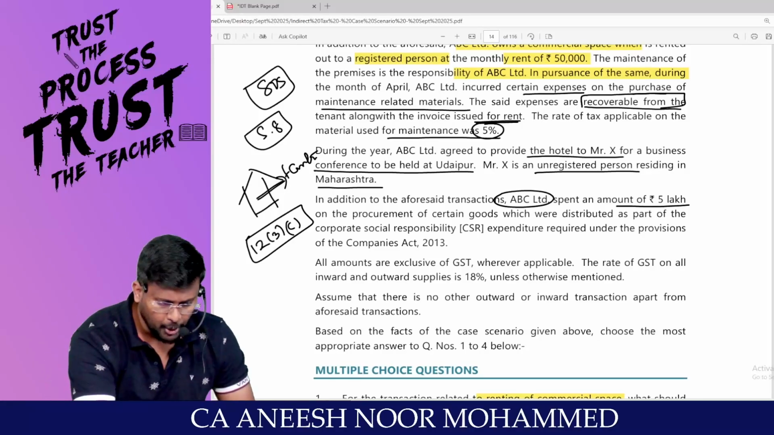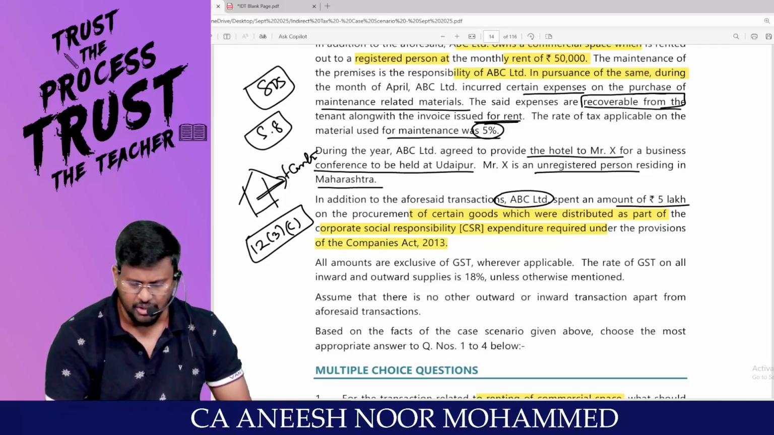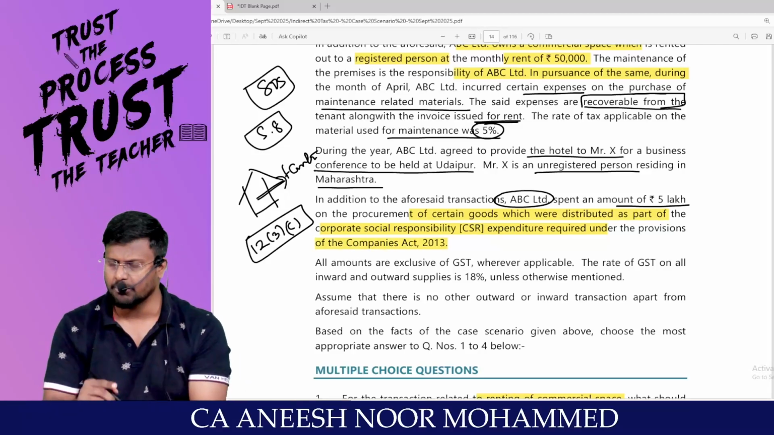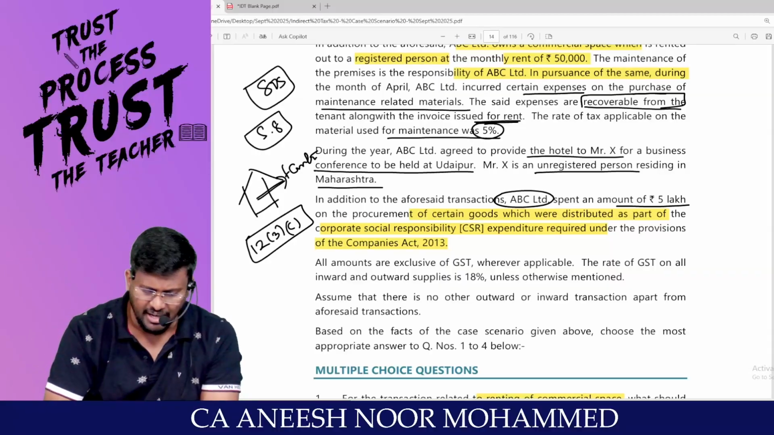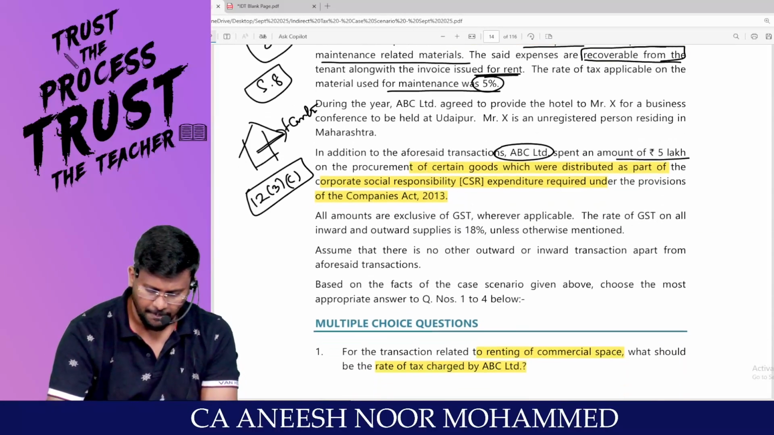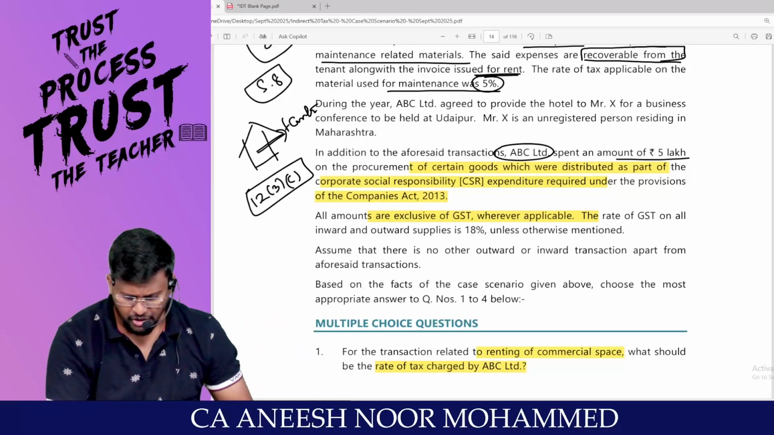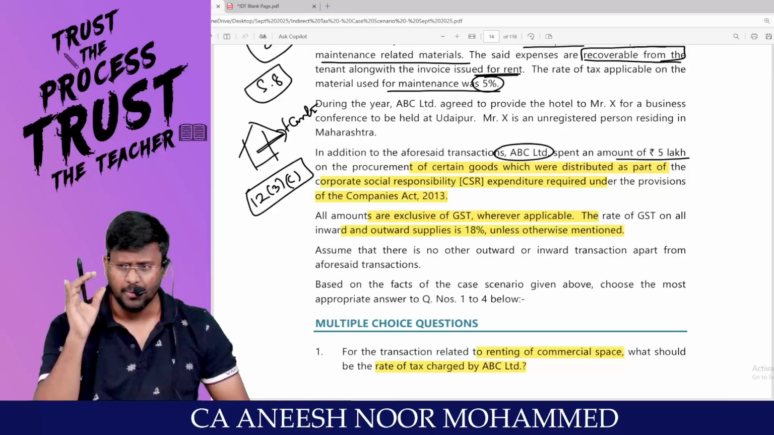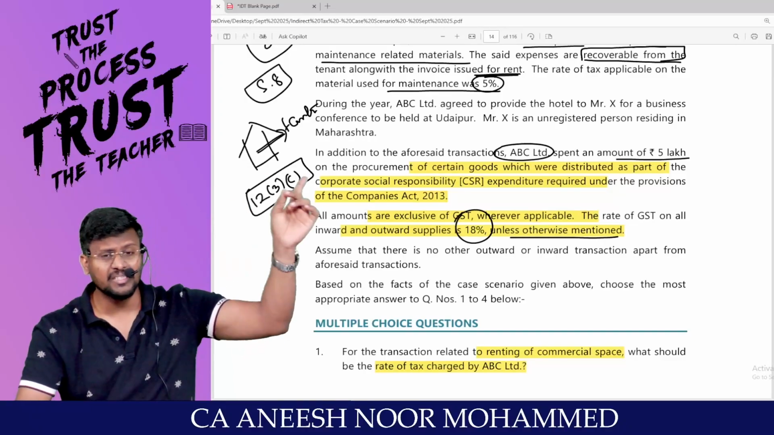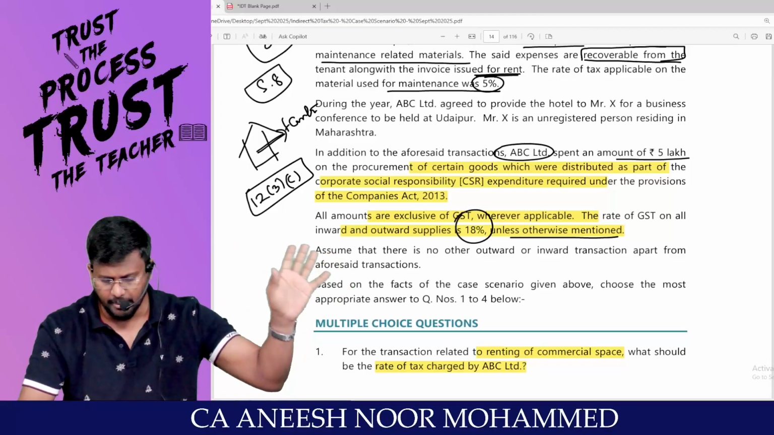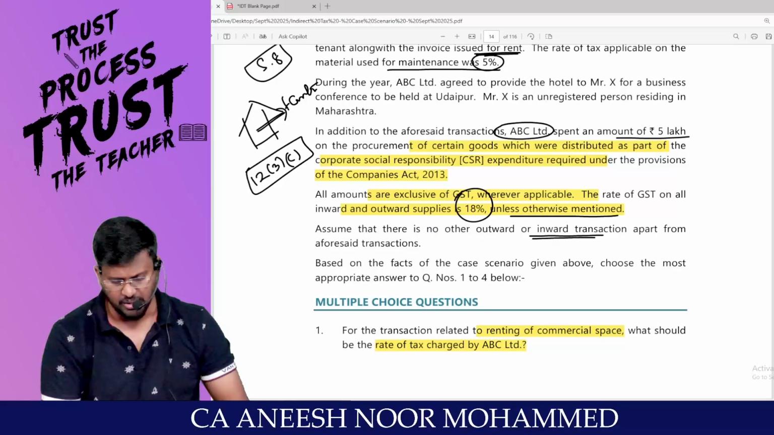In addition to the aforesaid transaction, ABC Limited spent an amount of how much? 5 lakh on the procurement of certain goods which were distributed as a part of CSR required under the provisions of the Companies Act. So at the time of purchase of these items, this guy would have paid GST. That GST cannot be taken as ITC. Are you all really with me? All amounts are exclusive of GST wherever applicable. The rate of GST on all inward and outward supplies generally is how much percent? Unless otherwise mentioned, yes. For the maintenance item, they mentioned 5%. For all other items, 18%. Assume there is no other outward or inward transaction apart from the aforesaid transactions.